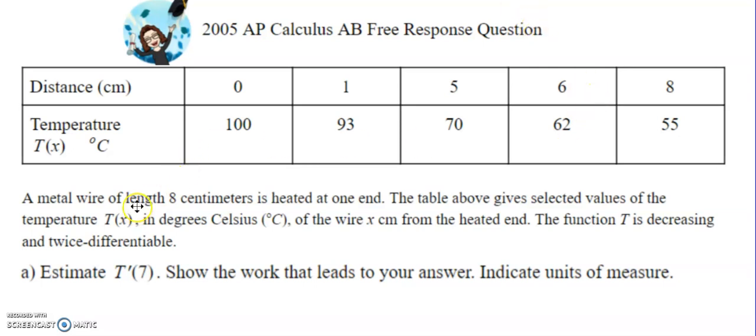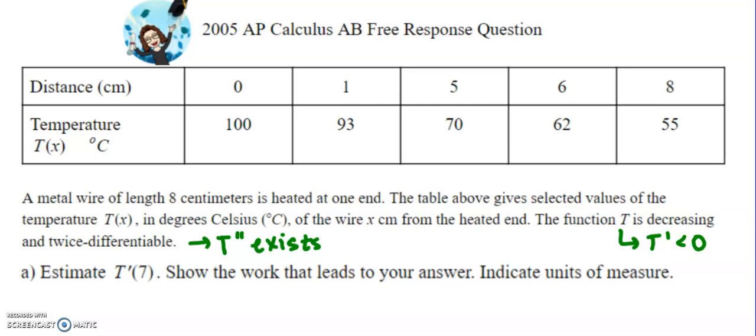It says a metal wire of length 8 centimeters is heated at one end. The table above gives selected values of the temperature T in degrees Celsius of the wire x centimeters from the heated end. The function T is decreasing. So if T is decreasing, we can identify that T prime is negative. And twice differentiable, which just implies that T double prime, if we need it, exists.